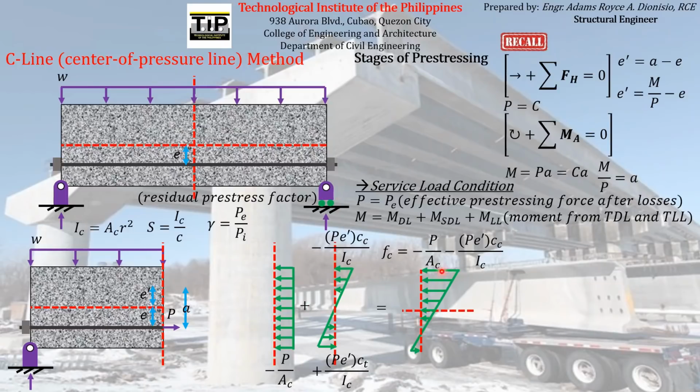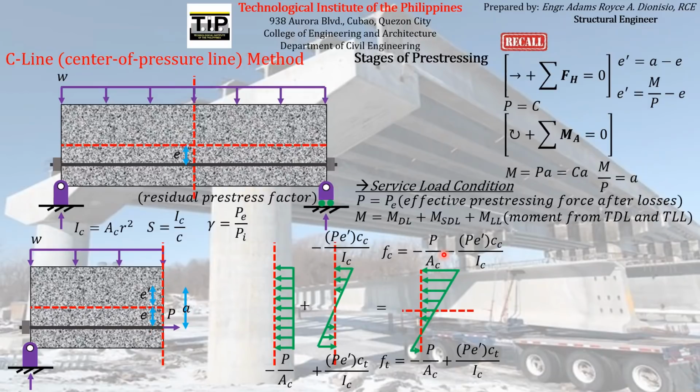With an extreme fiber stress, the total stress at the top is equal to this, which is just the sum of the axial stress, negative P over Ac, and the stress here, which is negative P e prime Cc over Ic. In the same manner, you can get the total stress at the bottom, which is again the sum of negative P over Ac and this, which is P e prime Ct over Ic. So these are the total stresses acting on the concrete element itself.